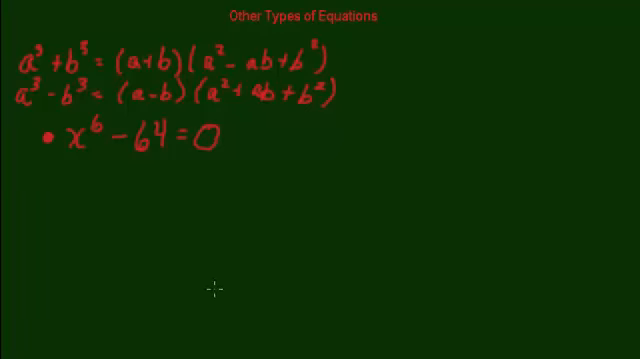Today we're looking at other types of equations. I chose a rather messy example. I figure that's what you really want to see, are the messy ones, so that you can do the easier ones. Now, we've got x to the 6 minus 64. We're going to attempt to factor this thing. It is a difference of squares.